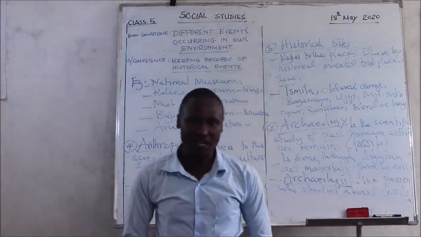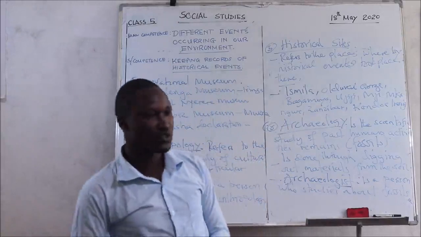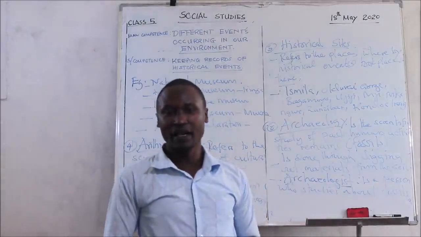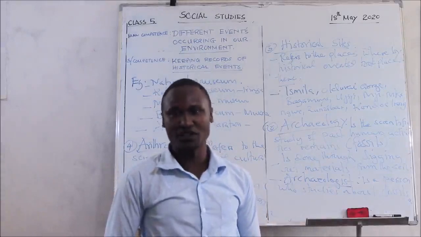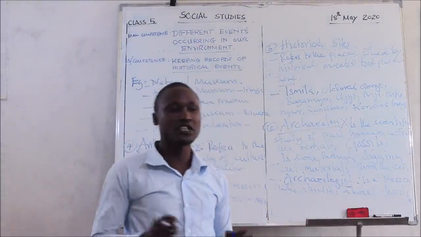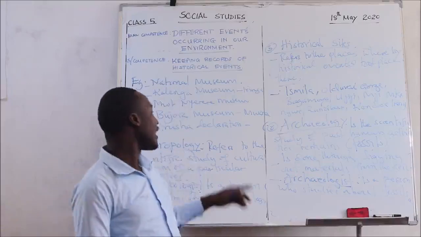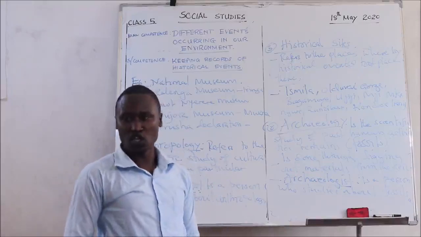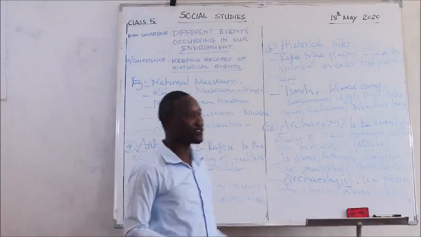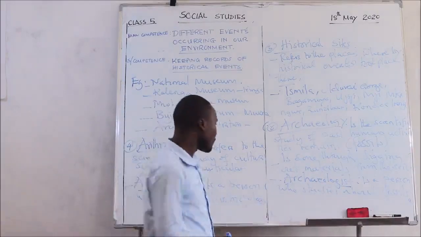In East Africa, we have examples of archaeologists. We have Dr. Louis Leakey and Mary Leakey, who discovered the skull of Zinjanthropus in 1959 at Olduvai Gorge in Arusha. So these are examples of archaeologists we have in East Africa.